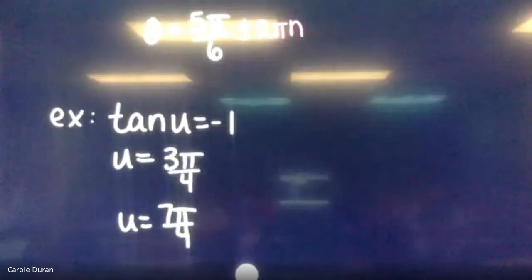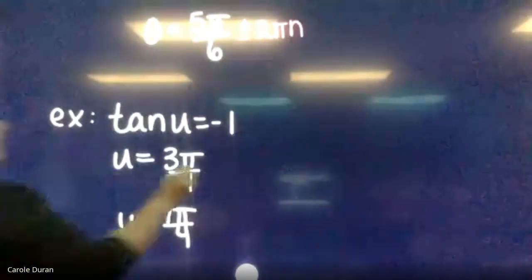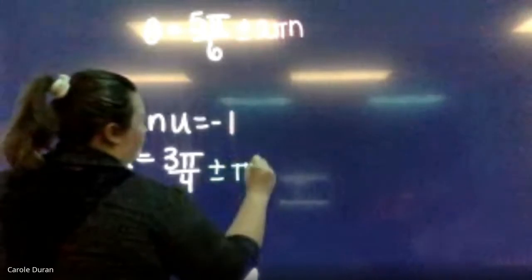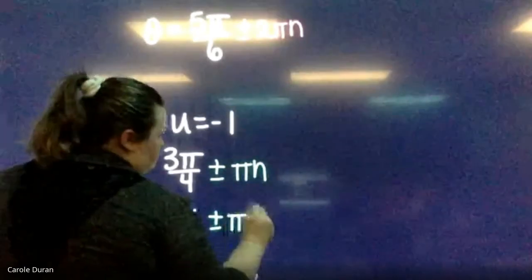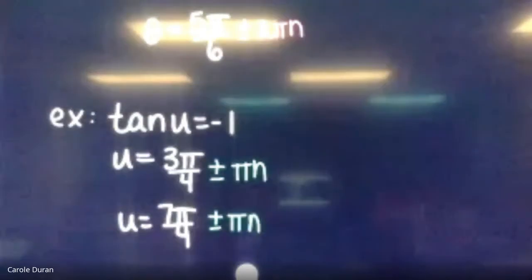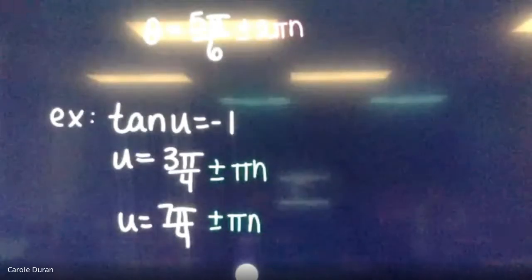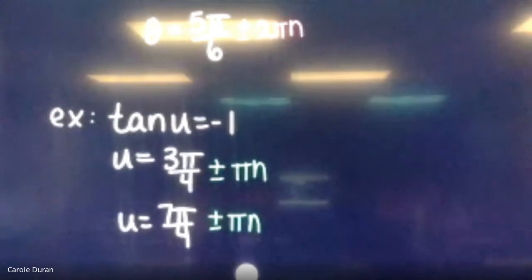Why is it pi n and not 2 pi n? Because it's tangent, and tangent has a period of pi. How do we feel about that? We're going to modify the equations a little bit, but this is all that we're doing. And we only have 3 more examples. Super easy. Okay, next one.